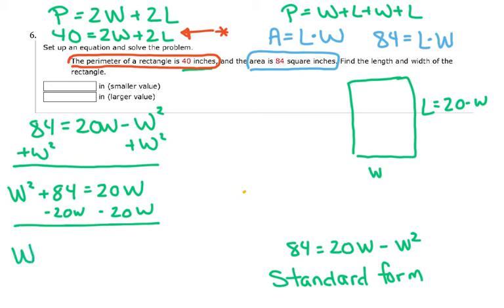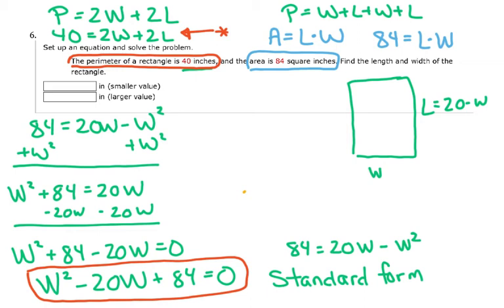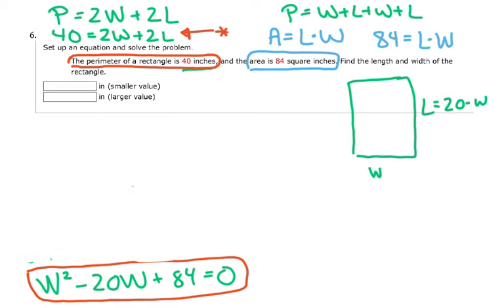And we have W squared, my bad, W squared plus 84 minus 20W equals 0. This is not standard form yet. Standard form, we have to rearrange. W squared minus 20W plus 84 equals 0. Now, can we solve this equation? That's the question. Let's try.